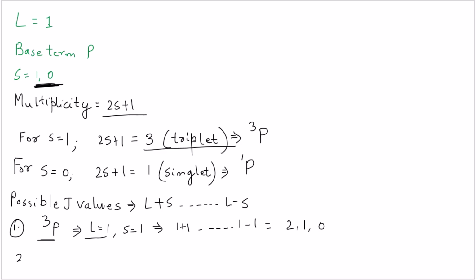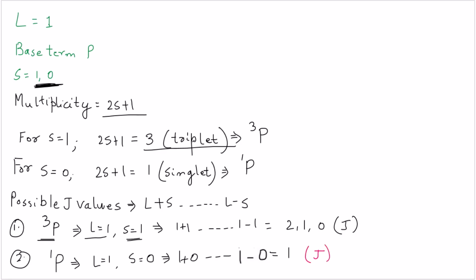Okay, now for 1P, we have L equal to 1 and S is equal to 0. So we have 1 plus 0 to 1 minus 0. That means we have only one value, that is equal to 1. So J is equal to 1. So this is the J value for 3P or S is equal to 1, and this is the J value for 1P or S is equal to 0.